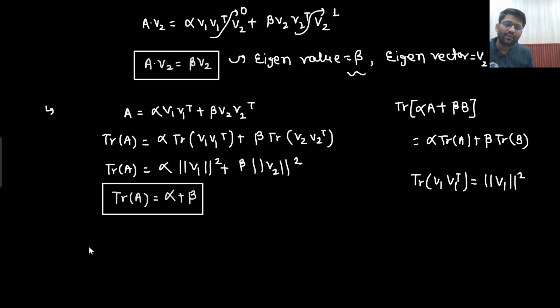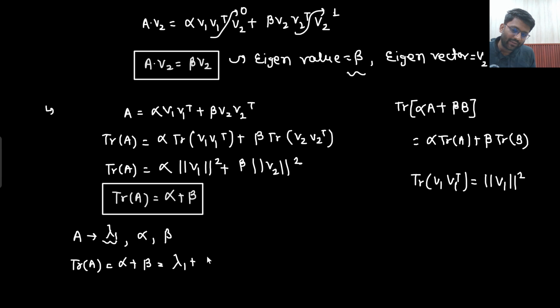So what do we know? One eigenvalue of A I don't know, the others are alpha and beta, and trace of A is alpha plus beta. Let's just say this eigenvalue was lambda 1. I know that the sum of eigenvalues will always be equal to the trace. So what is the lambda 1 value we are getting? That is 0. So what does that mean? What are all the eigenvalues? Eigenvalues of A are 0, alpha and beta.